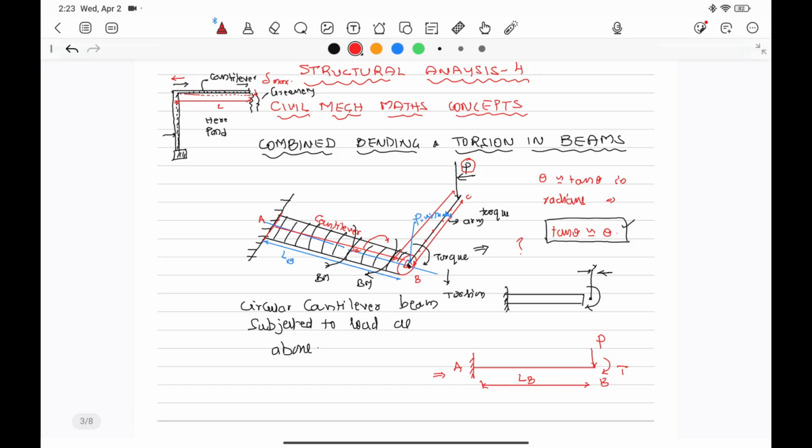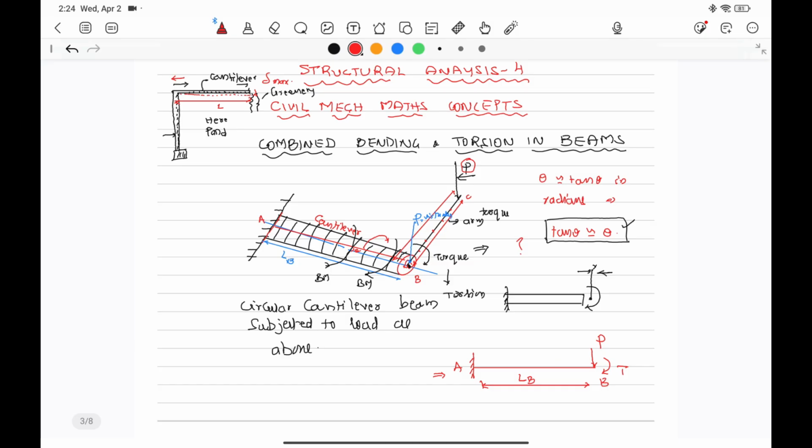For example, a cantilever beam is fixed at one end and free at another end. Let that beam be a circular beam. A beam can be circular, rectangular, or hexagonal also. A beam can have a different shape; the cross-sectional shape can be anything. A beam is there having a circular cross-sectional shape and a length L, let us say LB, the length of the beam.